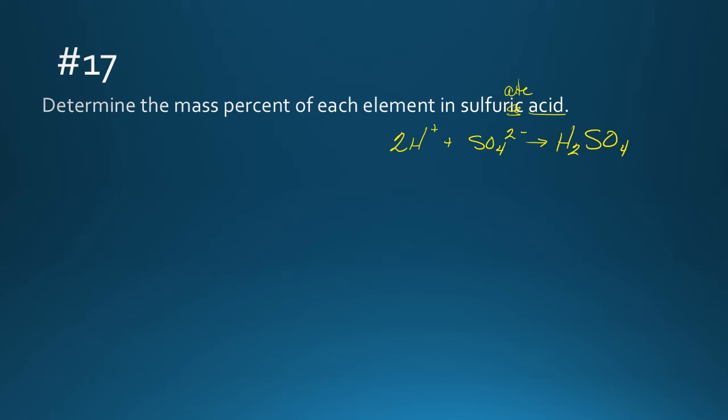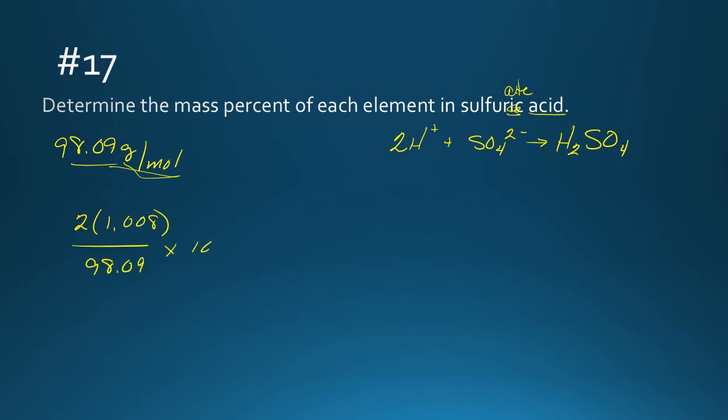So let's take a minute and find the molar mass. We've got 2 hydrogens times 1.008 plus 32.07 plus 64. That gives me 98.09. That is the molar mass of sulfuric acid. So let's start with hydrogen. There's 2 hydrogens. Divide that by the whole. Multiply it times 100. 2 times 1.008 divided by 98.09, and I get 2% hydrogen.